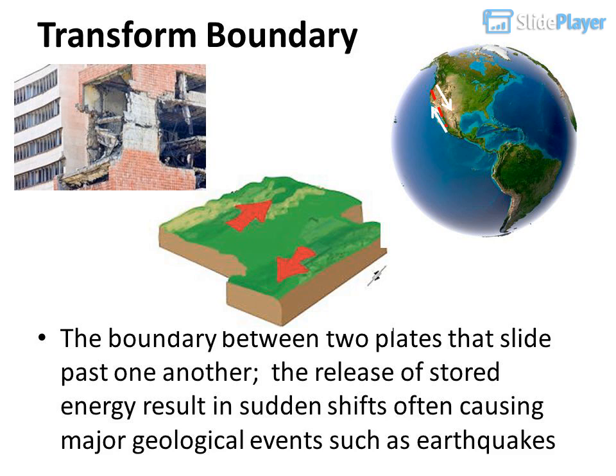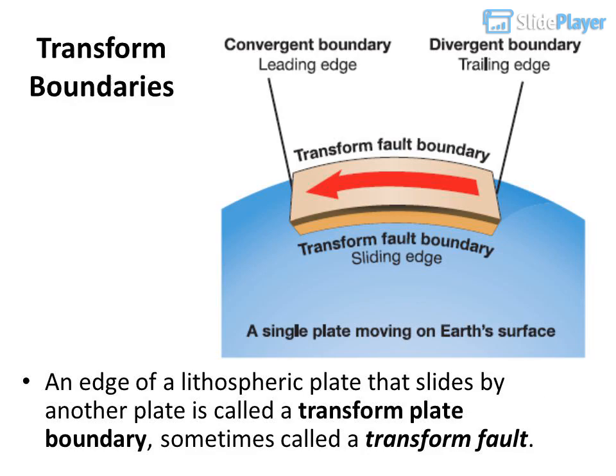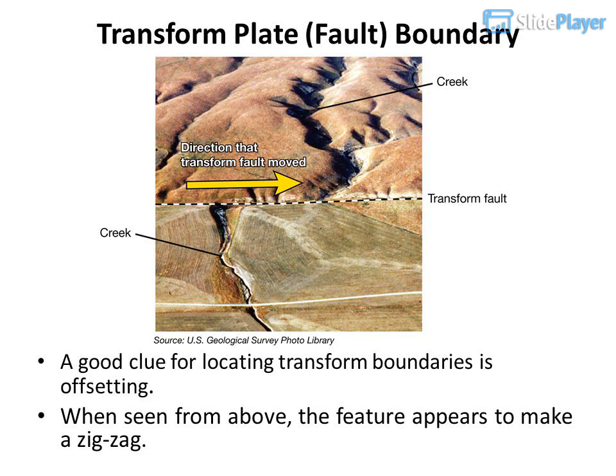Transform boundary: the boundary between two plates that slide past one another. The release of stored energy results in sudden shifts, often causing major geological events such as earthquakes. An edge of a lithospheric plate that slides by another plate is called a transform plate boundary, sometimes called a transform fault. A good clue for locating transform boundaries is offsetting. When seen from above, the feature appears to make a zigzag.